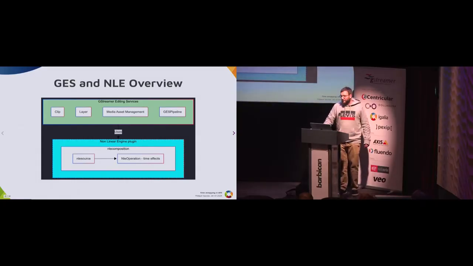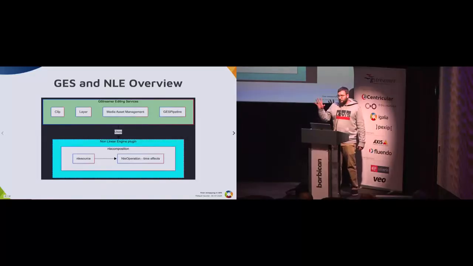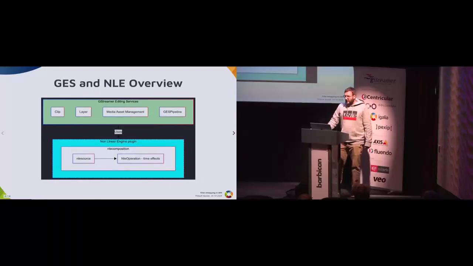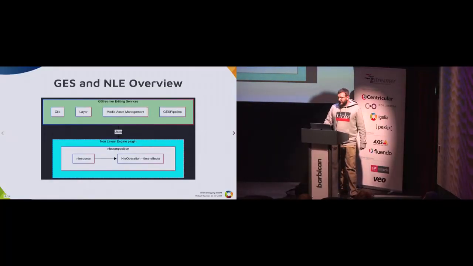Before diving into time remapping, let's quickly review the GES NLE architecture. At the top, we have GStreamer Editing Services. It's a high-level API that applications use. It provides concepts like clips and layers for organizing clips, and it also adds media asset management. It offers a GESPipeline class, which is a subclass of GstPipeline that makes it simple to play or render the timelines. Timelines can be used in any GstPipeline, as it's just a bin.